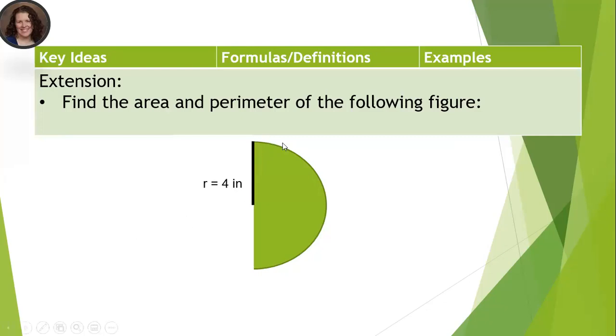So we've got a half circle with a radius of 4. So think about what we just did with 3/4 of a circle, or 75% of a circle. What are you going to do with half a circle and a radius of 4? I encourage you to pause the video, try this on your own, and then come back and check your answers.